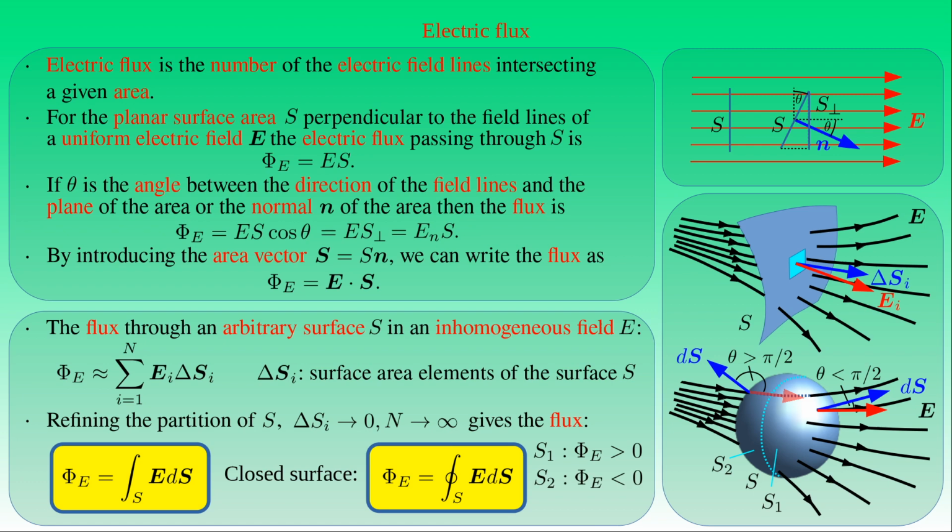As a result, if all the electric field lines entering into the volume enclosed by the surface exit the volume, then the total electric flux through the surface vanishes. In other words, if no electric field lines originate or terminate within the volume enclosed, the net electric flux through the closed surface S is 0.